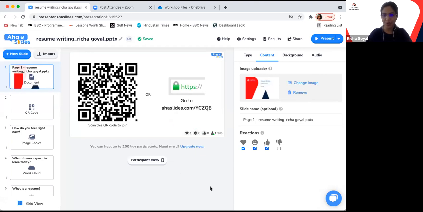All right, there's just one participant. What about the rest? Okay, there are two now. I want all four to be there, please. It's important because I would get to see how you are thinking and feeling, and I'll see your response. I'll also ask you to give your feedback on a few things and your comments on certain things. So it's very, very important that you join in AHA Slides.